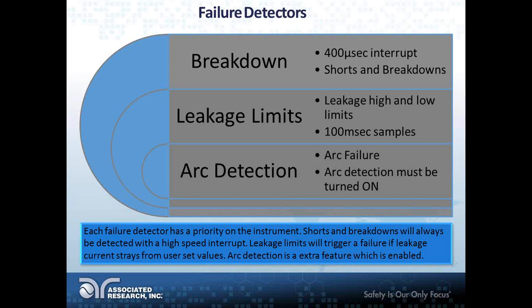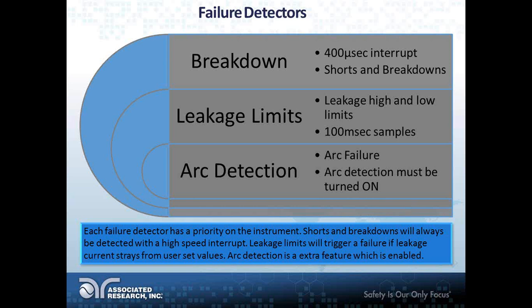Yes, there are multiple types of detectors, and this is a brief rundown of the different types. First and foremost, our most important one, our all-encompassing detector, is our breakdown detector. Obviously, a Hipot tester is designed to detect a failure of insulation, or what we would call a breakdown of insulation. So, as you might imagine, this is a pretty important detector. Our breakdown detectors actually act on a 400 microsecond interrupt. It's very quick, and that's the same for both direct shorts and breakdowns. Those are different, by the way, and I'll talk about that more in a minute.